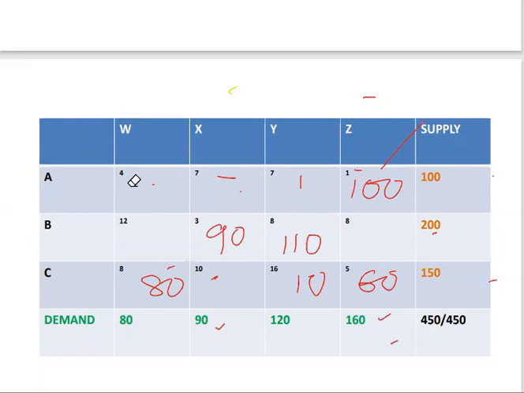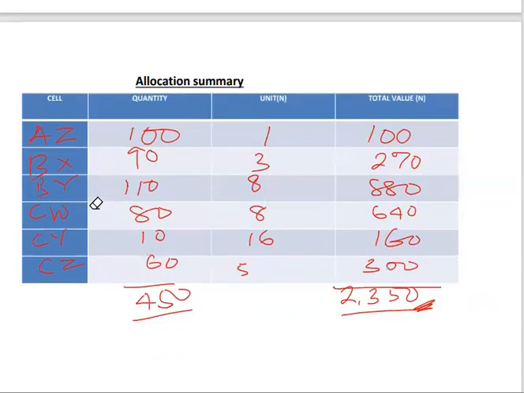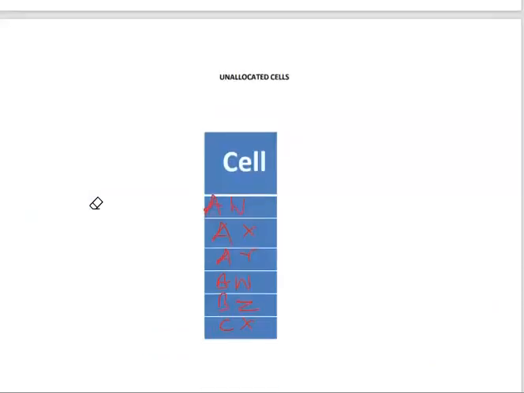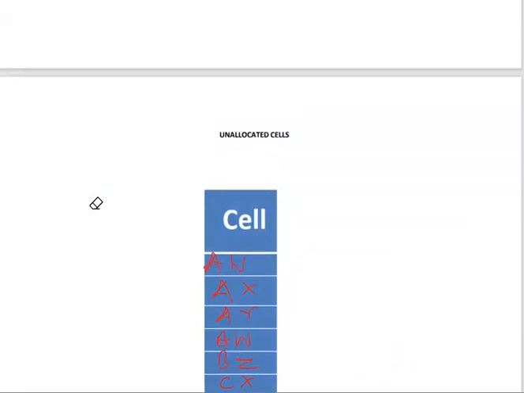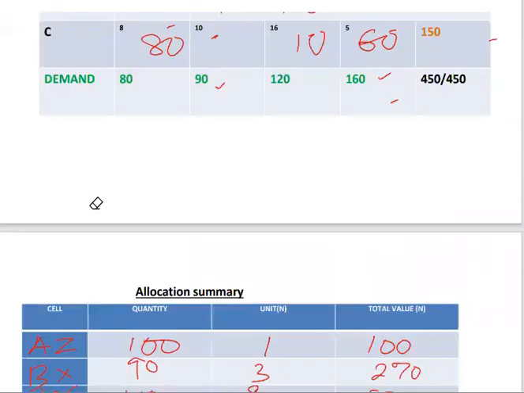Where are we moving from? We are moving from AW. Don't forget the first one you say, as mentioned down here. What was the first one you say? AW. So we want to move from AW. Now, how do we move?